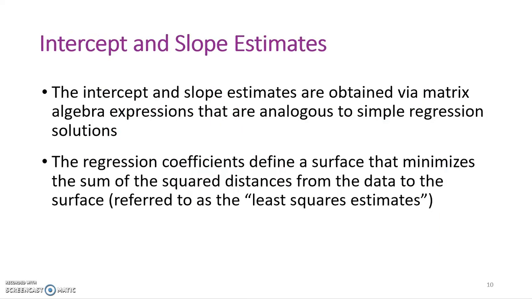We won't go over the formulas for the intercept and slope estimates because they're obtained via matrix algebra expressions, and we won't be covering matrix algebra in this class. But they give results that are analogous to simple regression solutions. We'll just look at the coefficients from the output and interpret them. But know that these regression coefficients define a surface that minimizes the sum of squared distances from the data to the surface, as indicated in the previous plot that showed those green and red error lines. And these are our least squares estimates.